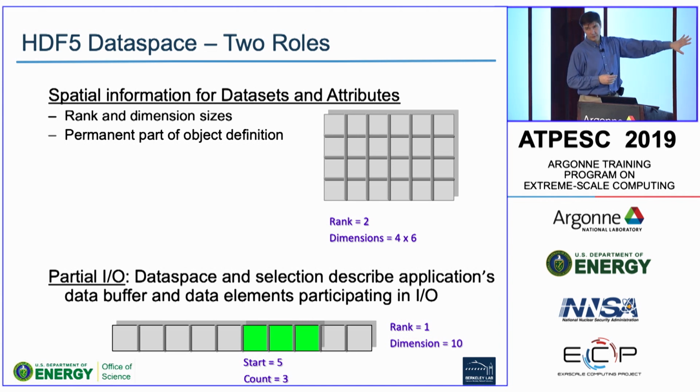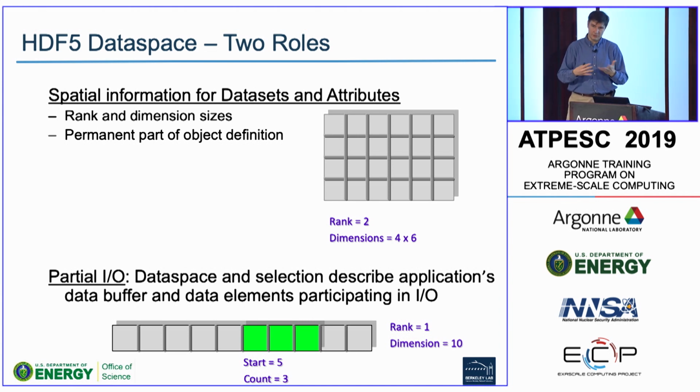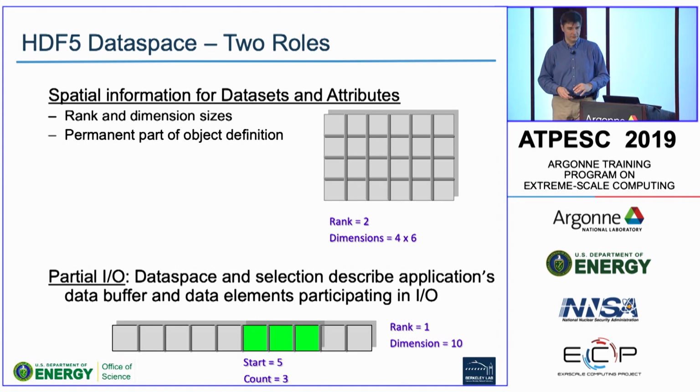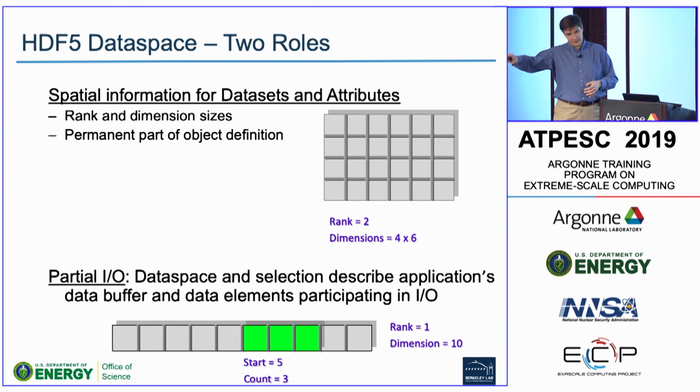And that's transient. You just do that for the one I/O, you make a selection, then you don't have to use it anymore. It's not permanently stored. The data is, the selection is not.